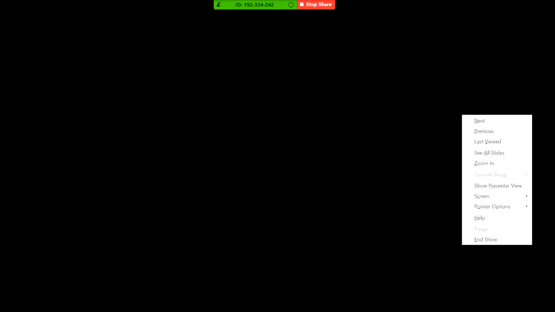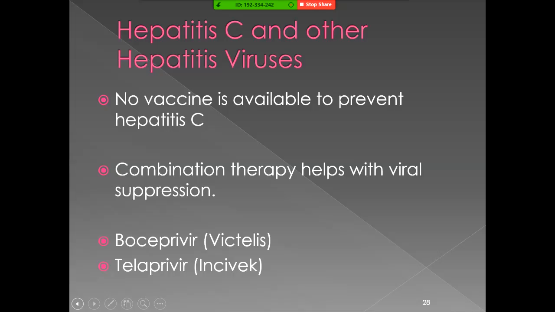All right, so hepatitis C and other hepatitis viruses, there are no vaccines available to prevent hepatitis C, and combination therapy helps with viral suppression. So the two that we most commonly see is the Victrelis and the Incivek.